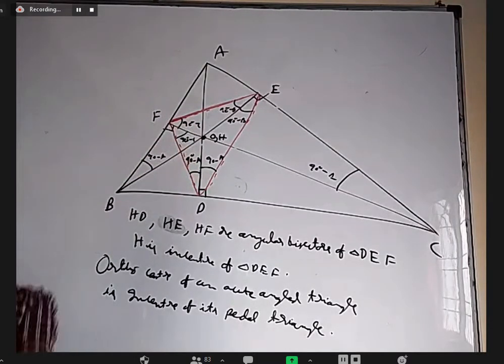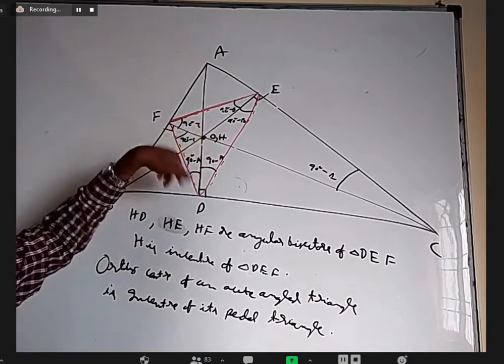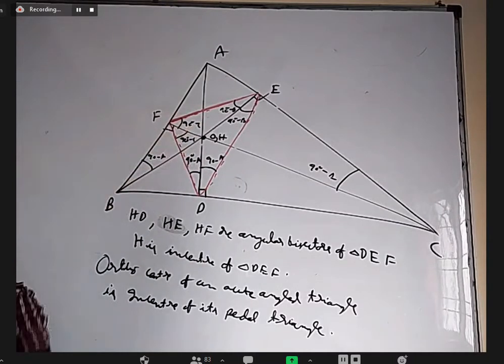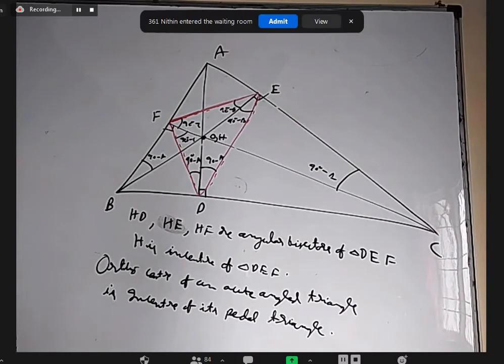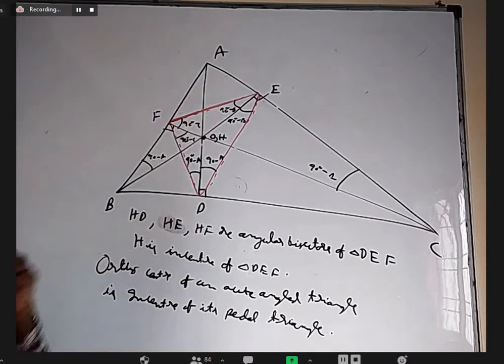For this new triangle, I want to know what is the length of the side. What are these side lengths? And for that, what is the delta? What is the area? What is the circumradius of this? I want to find. Anybody want to give an idea of what will be the side length of DE?